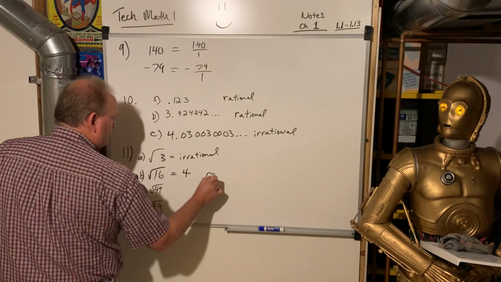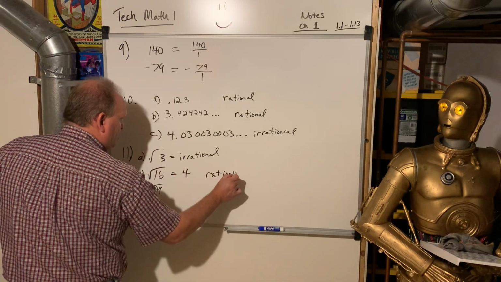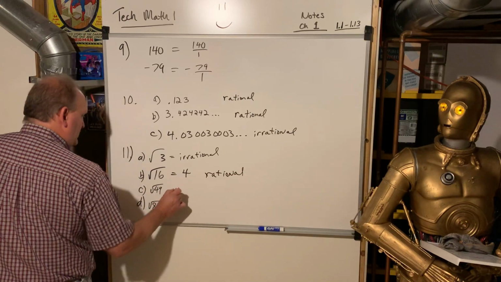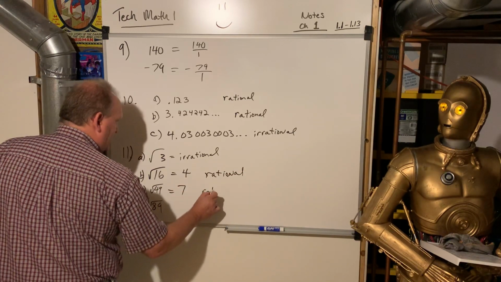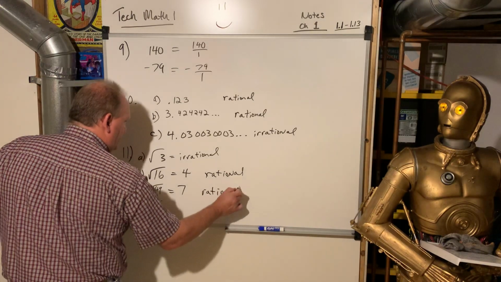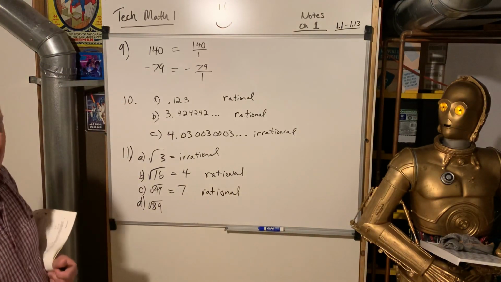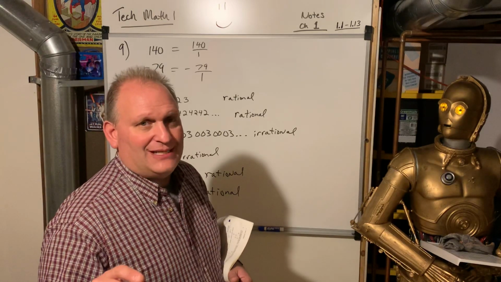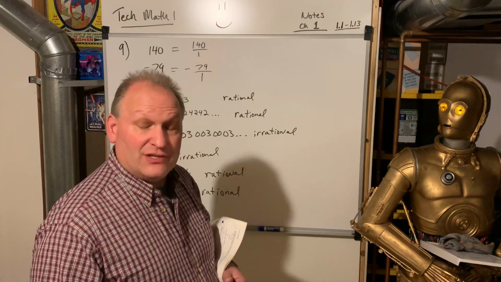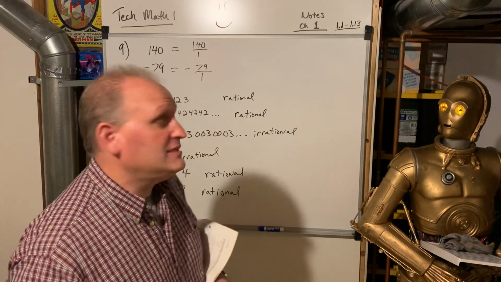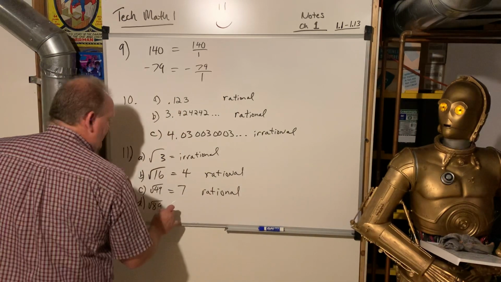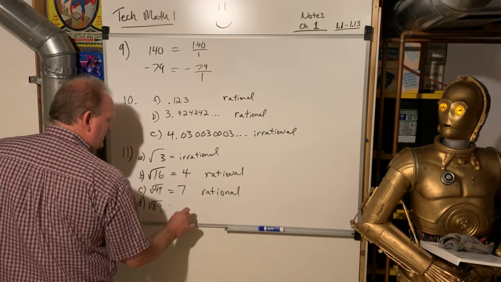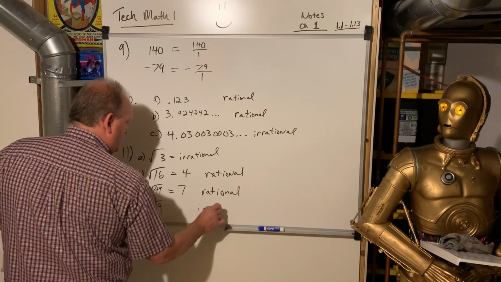So that's rational. You can write that as a fraction, 4 over 1. 7, that's rational. You can write that as 7 over 1. So if it can be expressed as a fraction, the division of two numbers, it's rational. If it's a non-terminating, non-repeating decimal, you can't write it as the division of two numbers because we don't know what the pattern is. All right, and the square root of 89, that's irrational. Non-terminating, non-repeating.